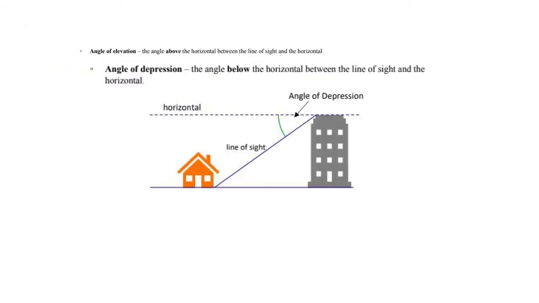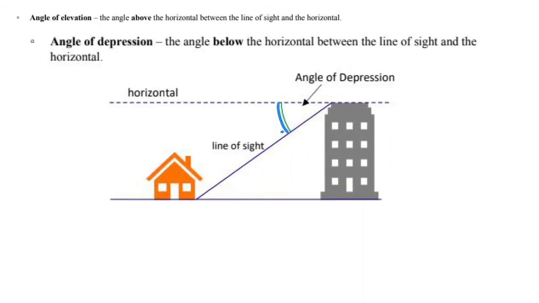The angle of depression can be a little bit more complicated because it's not at the top of the triangle. It's actually the angle below the horizontal line between the line of sight and the horizontal. So it goes from the horizontal down to the thing that you're looking at. So just think about depression as decreasing or moving down.